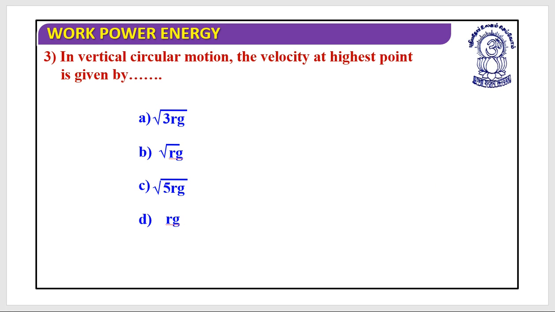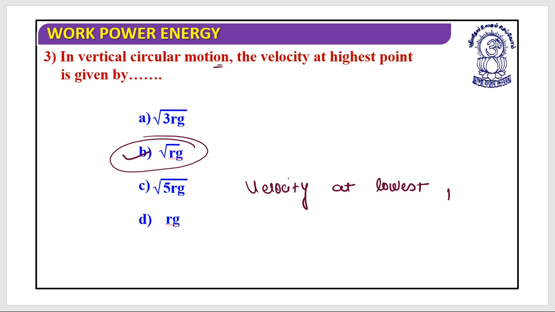Great. Next question. In vertical circular motion, the velocity at the highest position is given by, again the same question, it's root of rg. If they say that the velocity at the lowest point is given by, it would be root of phi rg. I hope this is clear. Is it clear? Got it?